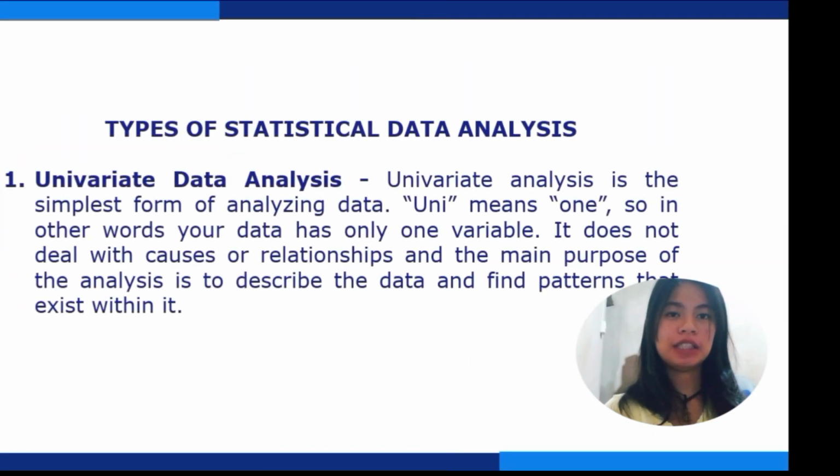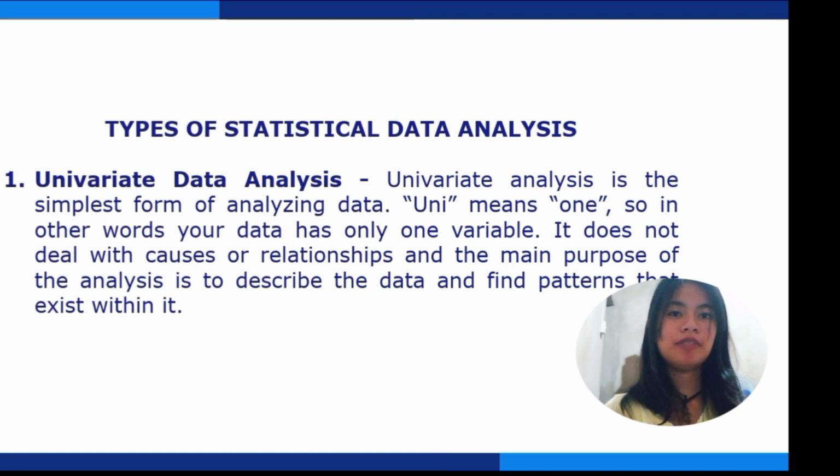Now, I'm going to discuss the three types of statistical data analysis. Number one is univariate data analysis. Univariate data analysis is the simplest form of analyzing data. Uni means one, so in other words, your data has only one variable. It does not deal with causes or relationships, and the main purpose of the analysis is to describe the data and find patterns that exist within it.